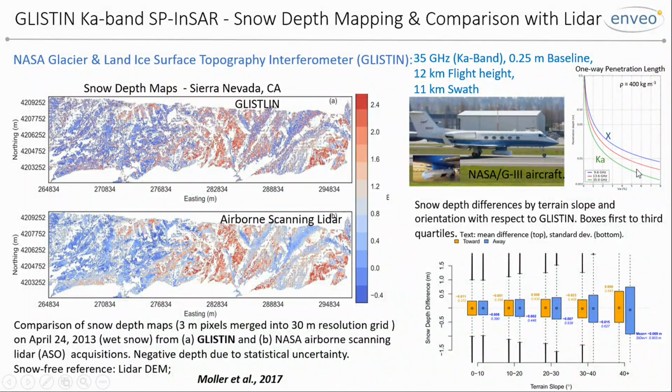And they ran this instrument over in the US, in Sierra Nevada, and compared it actually with the airborne LiDAR scanning on the same plane. And the agreement is really nice. So when you look here now at the differences, independent of whether facing towards the radar or opposite of the radar, we have an agreement with the LiDAR-derived snow depth in the order of centimeters. So this is actually something that is there.